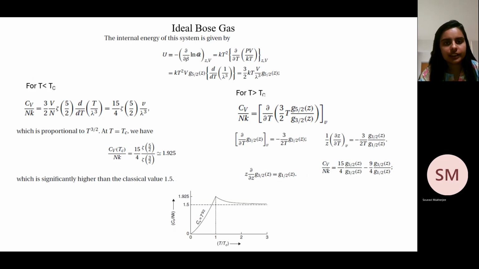And you can find the expression for internal energy and use it to find the corresponding expressions for the specific heat below or above the critical temperature. And you would see that at the critical value, the value of specific heat is higher than the classical value, and it gradually dies down towards the classical limit as you increase the temperature. Okay.